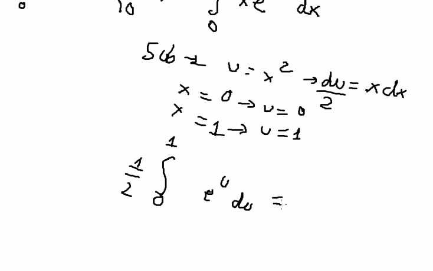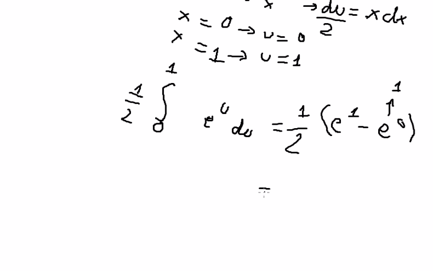And now we can get the final answer. This one you got number 1. So we got e minus 1 over 2.